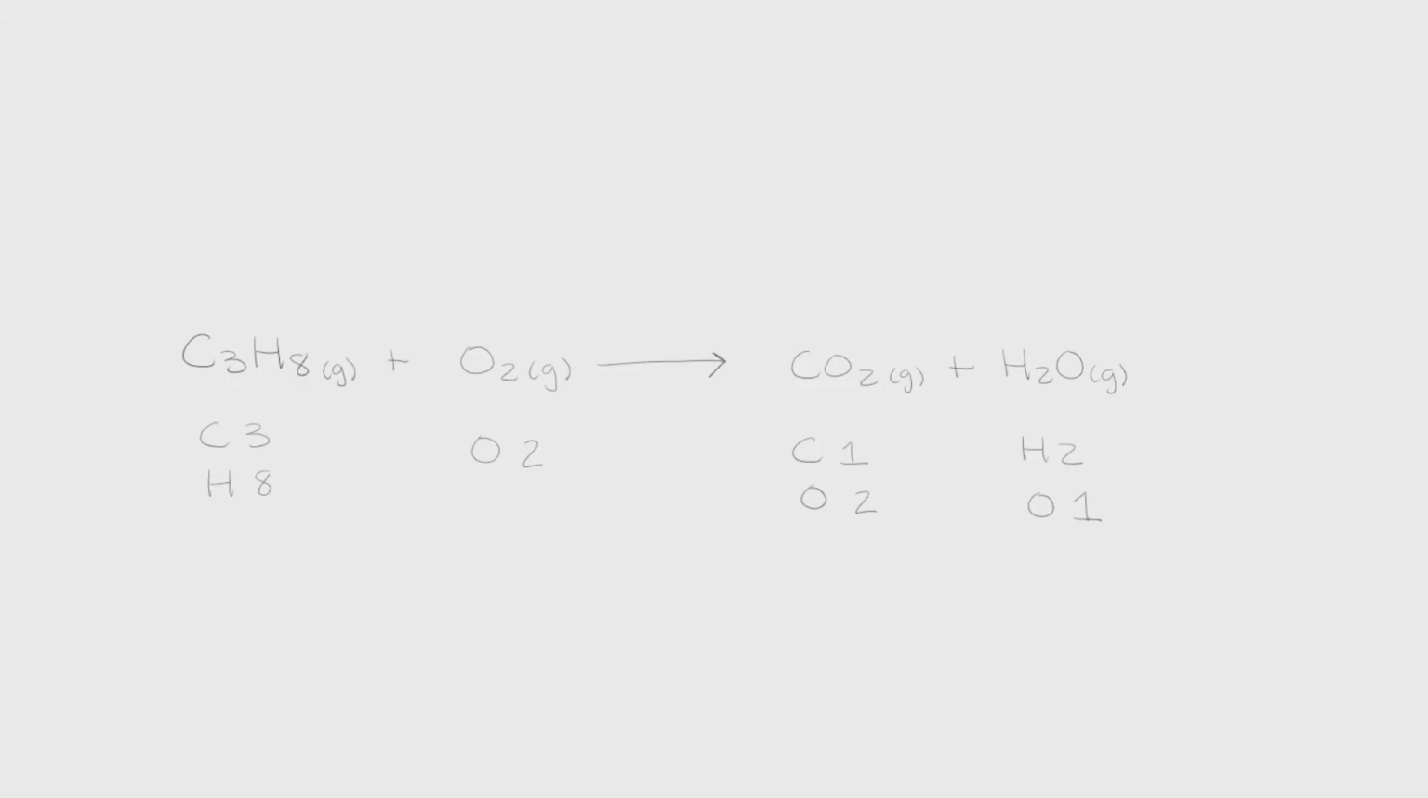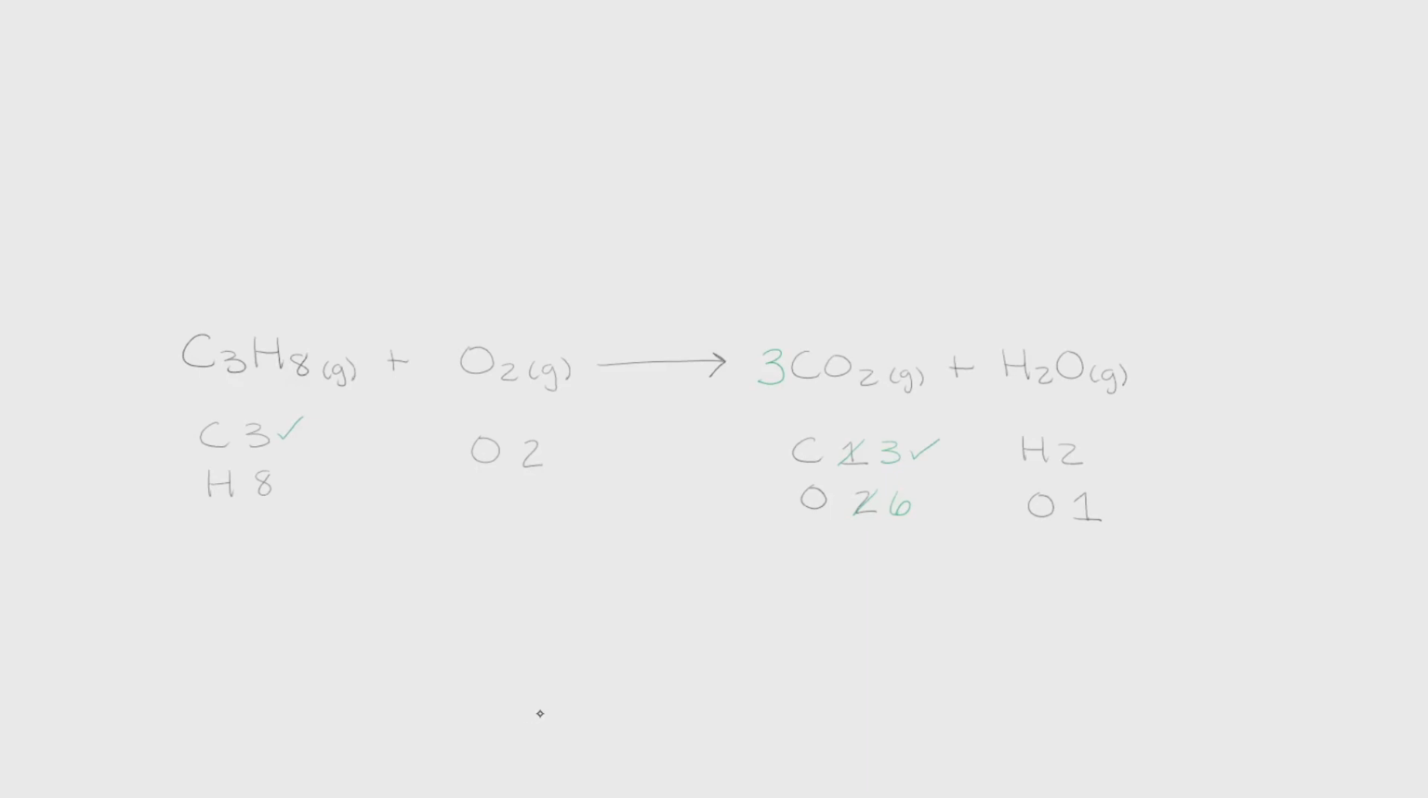We have 3 carbons on the reactant side and only 1 carbon on the product side. So in order to make these balance, we'll need to put a 3 in front of the CO2. When we do that, it changes the numbers of both elements, and carbon changes to 3 and oxygen changes to 6. It appears then that our carbons are balanced, so we'll check those off.